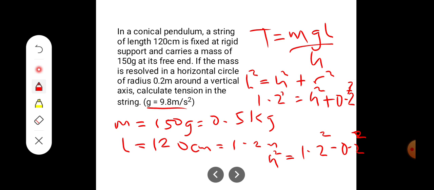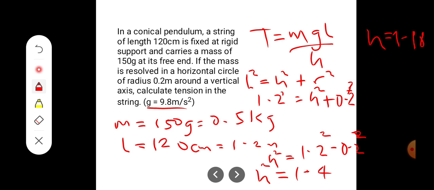Now if we use our calculator, let me use my calculator here to get that quickly. So 1.2 squared minus 0.2 squared, I get 1.4. So I'm going to have h squared is equal to 1.4. And if h squared is 1.4, what is h? H will be square root of 1.4. And square root of 1.4 is going to give us 1.18. So that means my h here is 1.18.